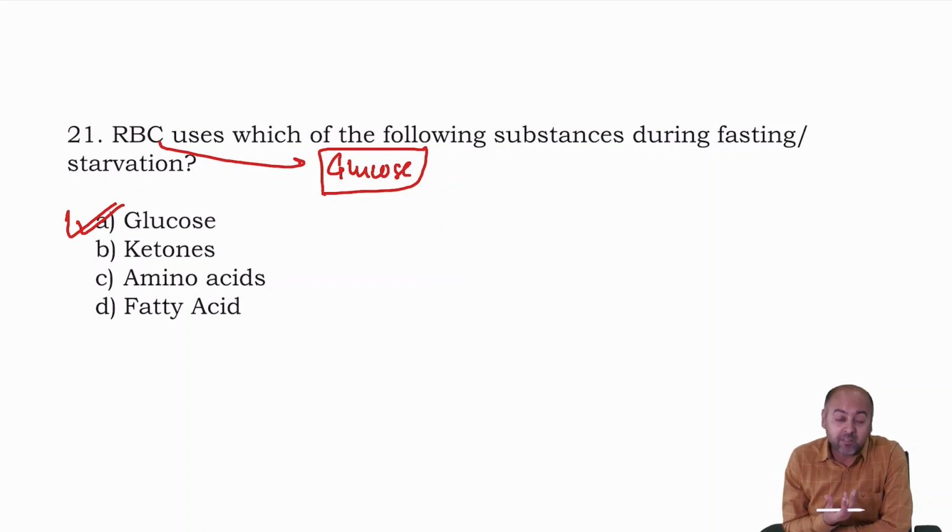For the brain, it is mainly glucose. When I say mainly glucose, it means that in starvation it can use a significant amount of ketone bodies, but otherwise it will mainly use glucose only.